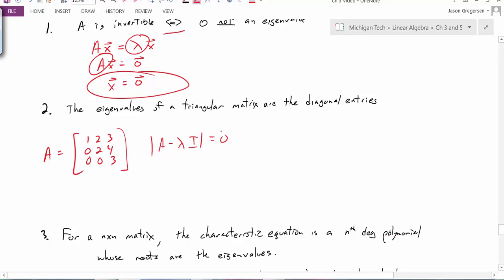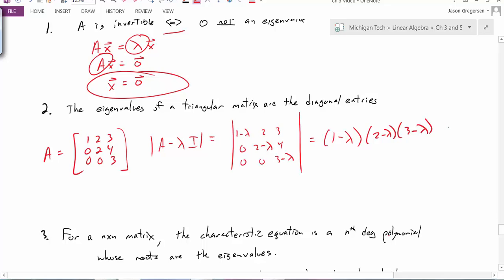solve this characteristic equation. But with this matrix, we can see that when we subtract lambda I, all we're doing is just subtracting lambda on the diagonals. And we have to calculate this determinant and set that thing equal to 0. But because this matrix is upper triangular, we know the determinant is just the product of the diagonal entries. And because we can write that determinant just as this product that's already factored, it's easy for us to see when this thing is equal to 0. It's 0 only when lambda equals 1, 2, or 3 in this case.